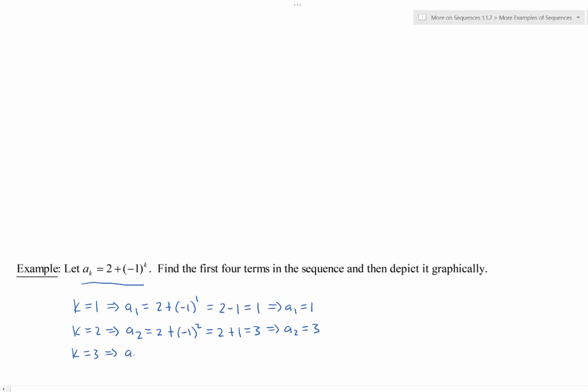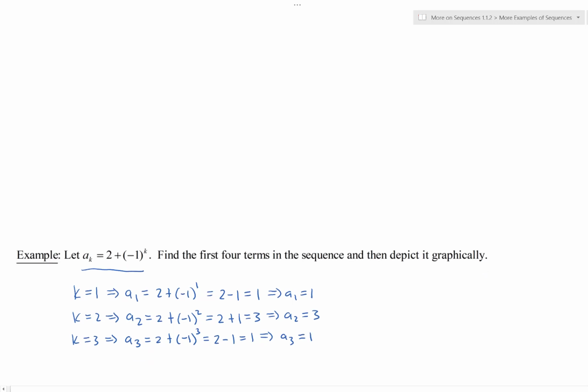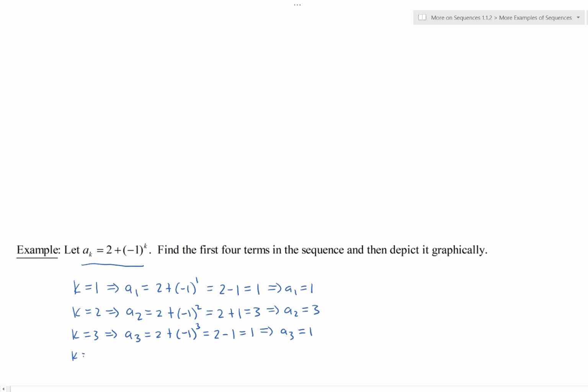What about when k is 3? Well, we get that a3 is 2 plus -1 cubed now, which is the same as 2 minus 1, which is 1, just like a1. Hence, a3 is 1. And then finally, the fourth term, k is 4. That gives us a4 is 2 plus -1 to the 4th power, which is 2 plus 1, which is 3 again, just like a2. Hence, a4 is 3.